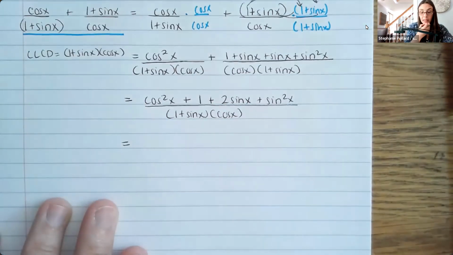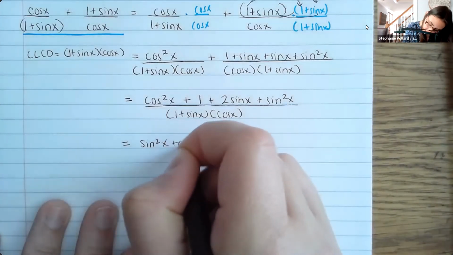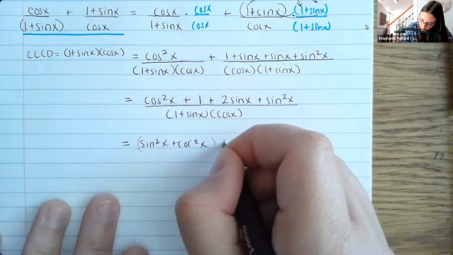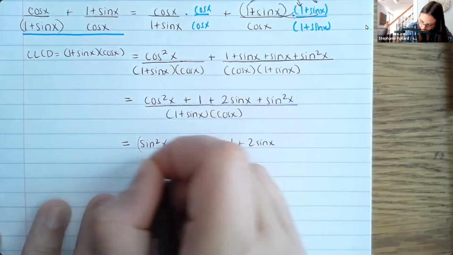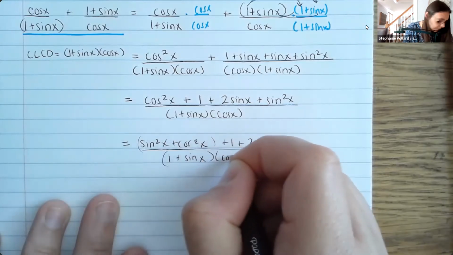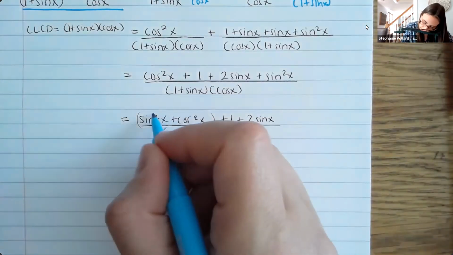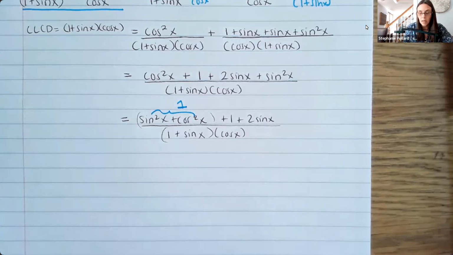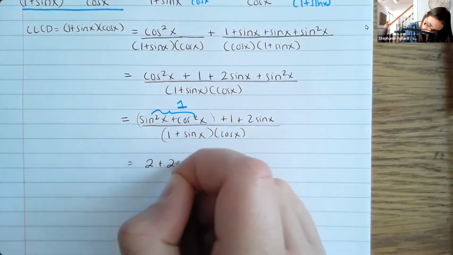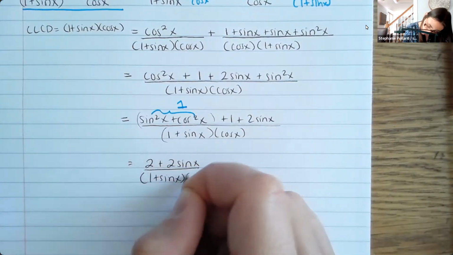I'm going to keep cleaning up a little bit here. You do want to remember that sine squared plus cosine squared x can be simplified. So I'm just going to rearrange that here, plus 1 plus 2 sine x. Now, this right here is one of the Pythagorean identities. Sine squared plus cosine squared x is just 1. So this becomes 1. 1 plus 1 is 2. So 2 plus 2 sine x over 1 plus sine x times cosine x.